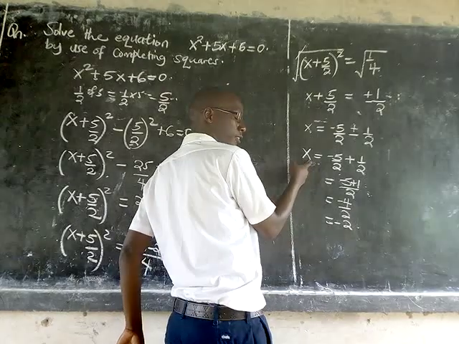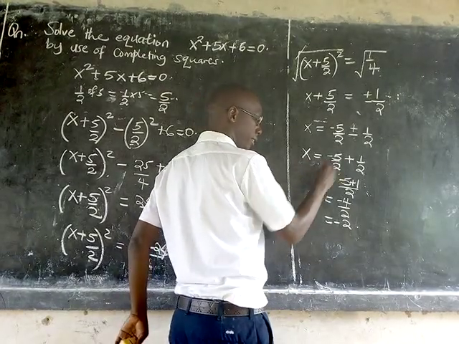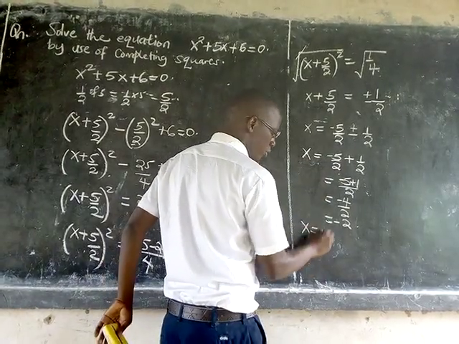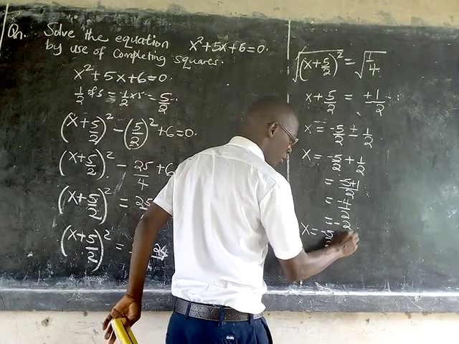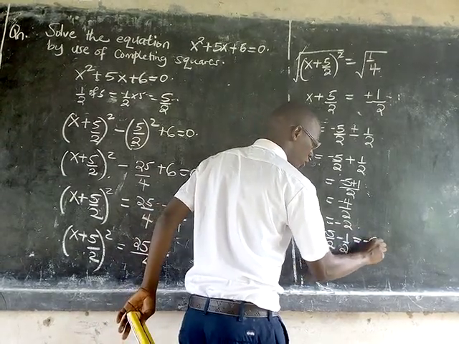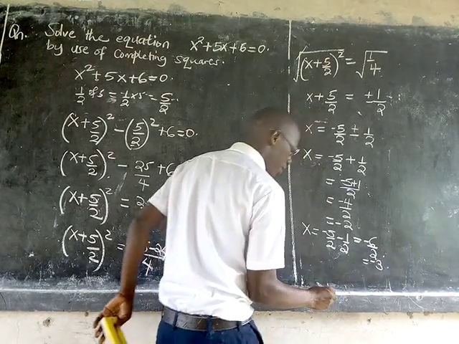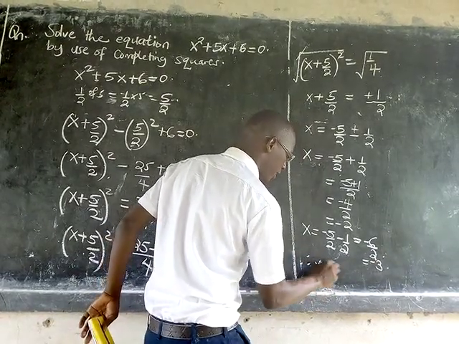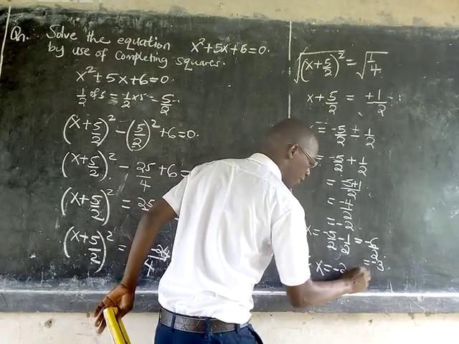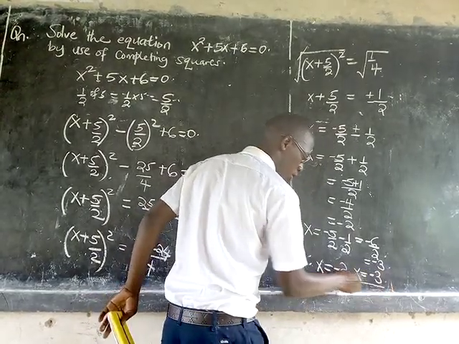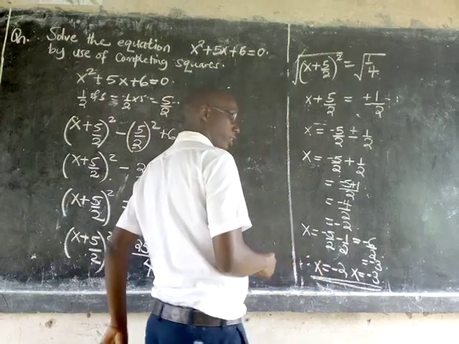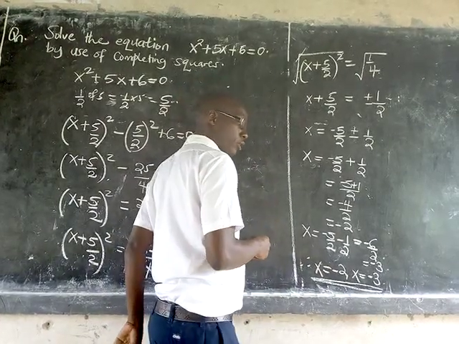This is the first value of x if we are adding. We can also subtract. This will give us negative 5 out of 2 minus a half, which gives us negative 6 out of 2, which gives us negative 3. Therefore, x is negative 2 and x is negative 3. We have used what we are calling the method of completing squares.